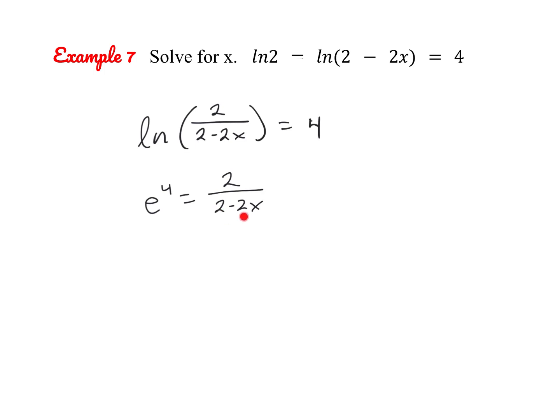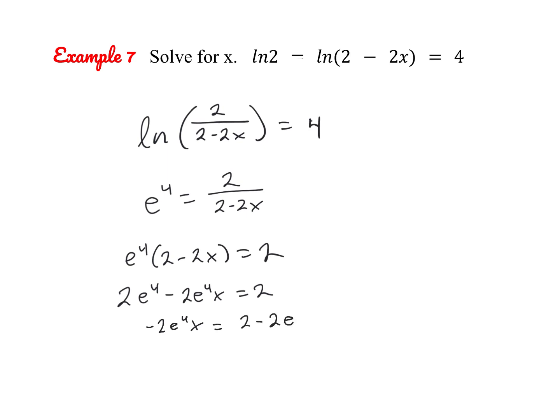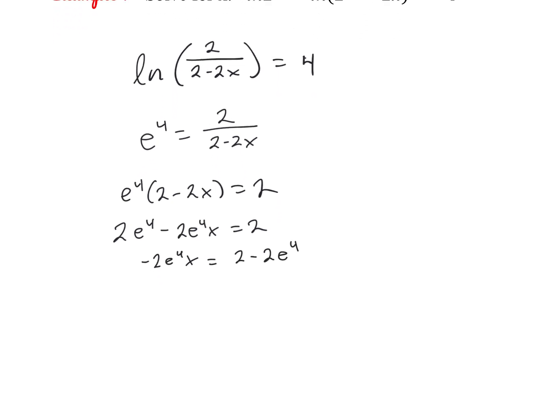But first I'm going to multiply both sides by this denominator. So e to the 4th times 2 minus 2x equals 2. And then we can distribute, so 2e to the 4th minus 2e to the 4th x equals 2. And then I'm going to subtract away this number, 2 minus 2e to the 4th. And then I can divide both sides by negative 2 times e to the 4th.